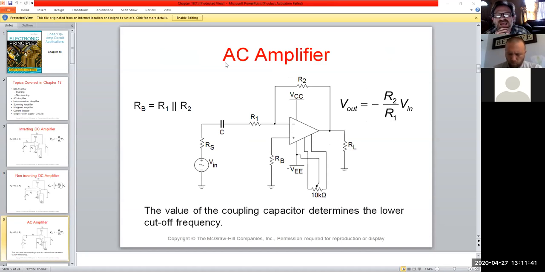So let's take a look at an AC amplifier with these. Here we have a simple little circuit. We have an AC input with a source resistor and a coupling capacitor on the input. So what is that going to do for us? By the value of that, with our RC time constant, we would be setting up the lower cutoff frequency. So what would our limit be? Our limit would be what we specify by the value of the capacitor.